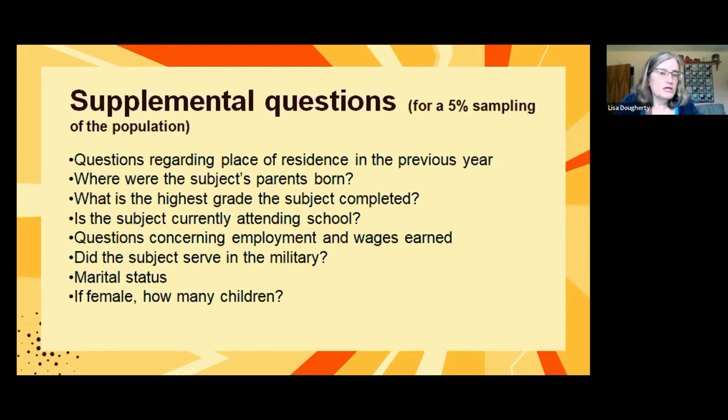And those included questions regarding where you lived in the previous year. Where were your parents born? What is the highest grade in school that the person completed? Is the person currently attending school? Again, questions concerning employment and wages earned. Did the person serve in the military? What is their marital status? How many times were they married? And if they were a female, how many children have they had? So these are supplemental questions, and again, only going to be responded to by 5% of the population.